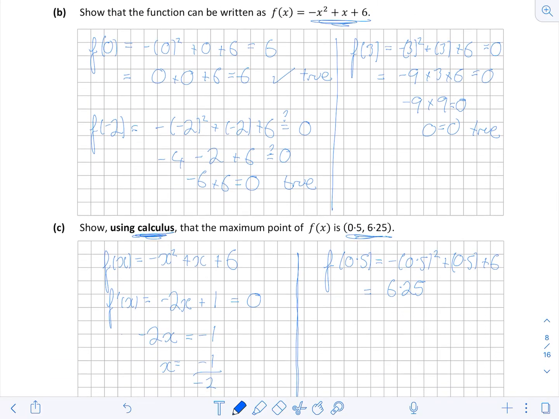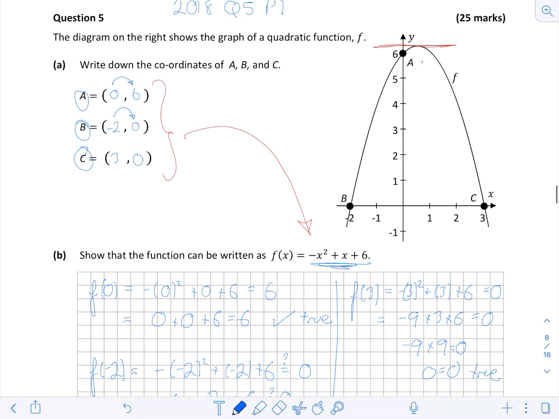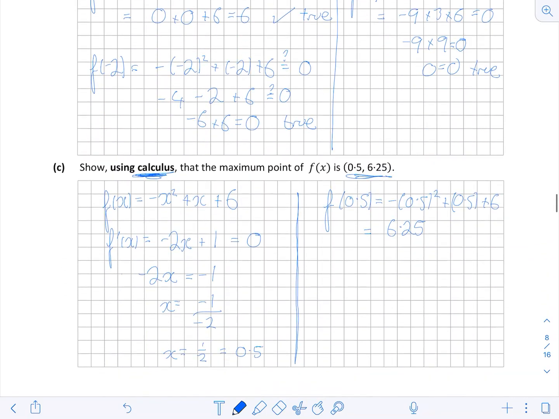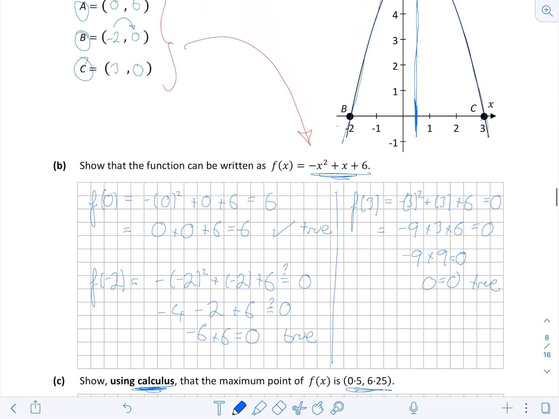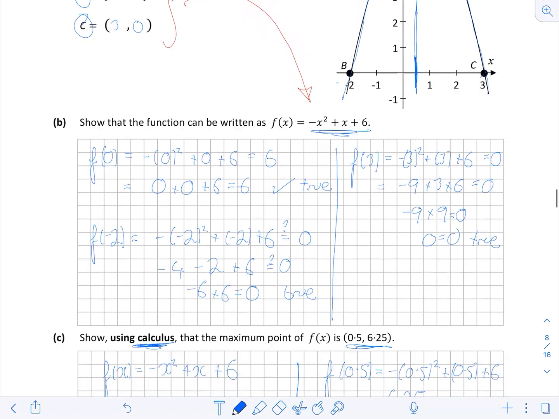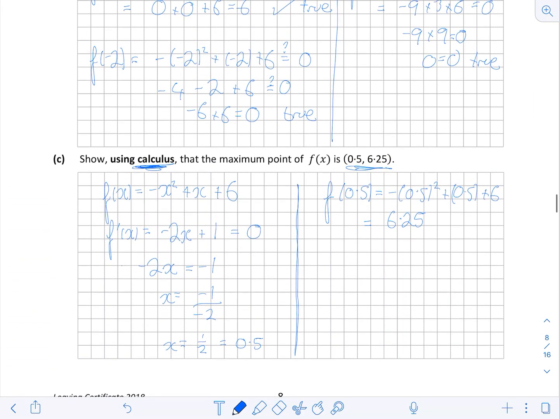We could think about this an easier way. If they didn't force us into using calculus here, we know that this point is halfway between our two roots, because this curve is symmetric. If that root is -2 and that root is 3, how do we find the middle of two numbers? We came across that when we were looking at median. We add the two together, -2 plus 3, and then divide that by 2, so we get a half again. Everything ties in together nicely there.